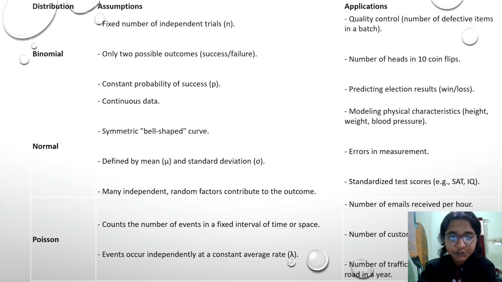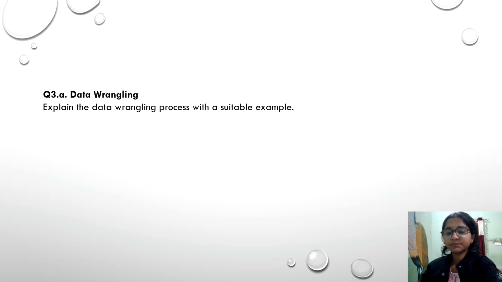Normal: symmetric bell-shaped curve defined by mean and standard deviation, when many independent random factors contribute to the outcome. Errors in measurement, standardized test score. Poisson distribution counts the number of events in a fixed interval of time or space. Events occur independently at a constant average rate. Number of customers, number of emails received per hour, number of traffic cars enrolled in a year.